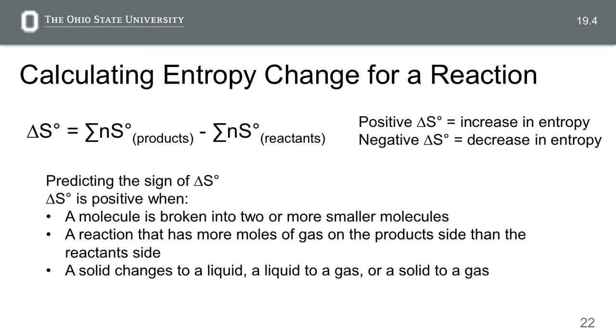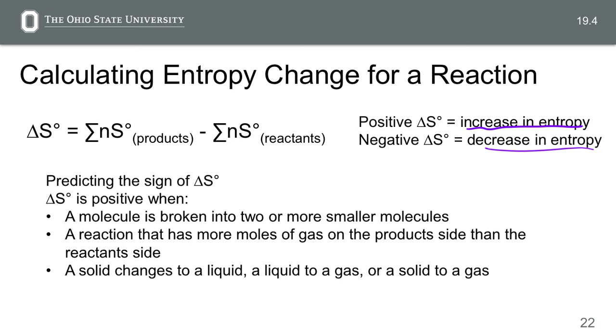So how do we use those S naught values? We can use those to calculate entropy for a given reaction. The change in S naught is equal to the sum of the moles times the entropy values of the products minus the sum of the moles times the entropy of the reactants. So very similar to what you've done with delta H. If we see a positive value for delta S, that tells us we have an increase in entropy. If we have a negative value, it's a decrease in entropy.